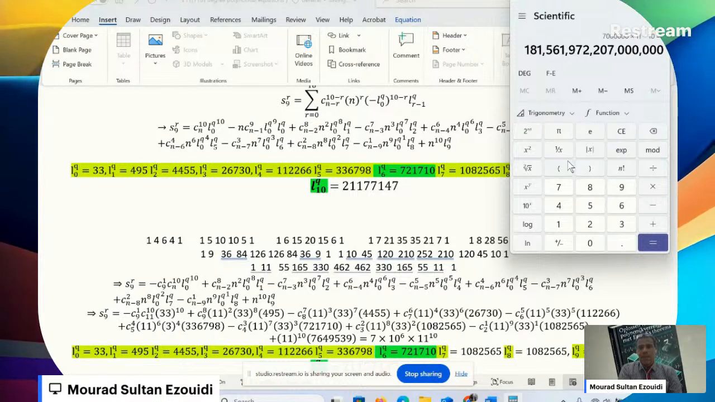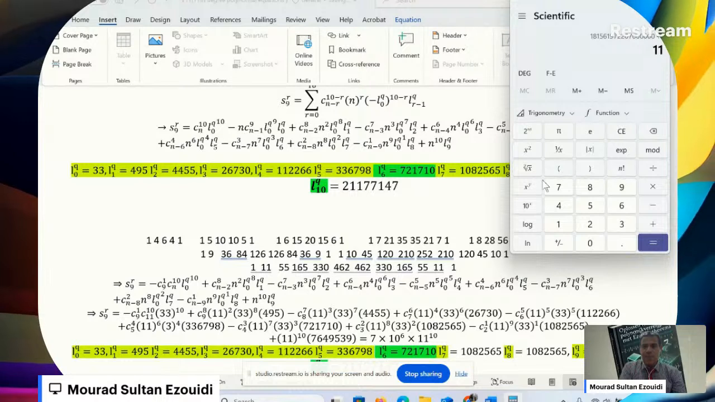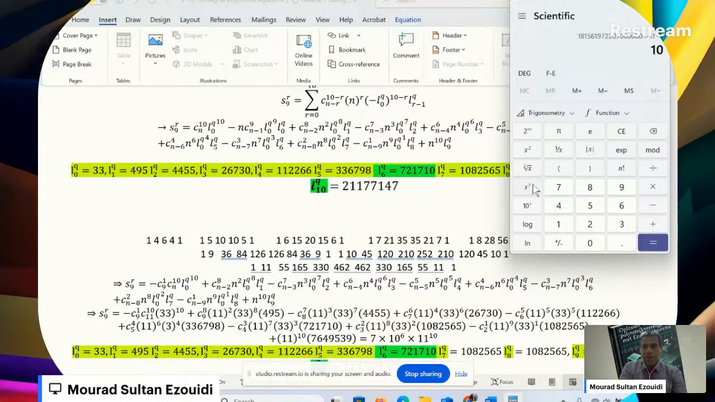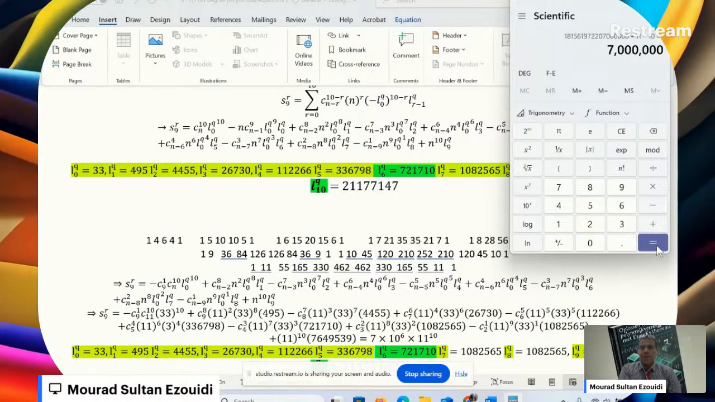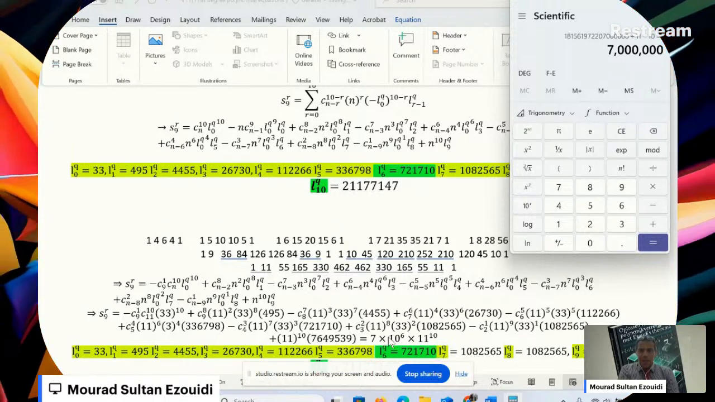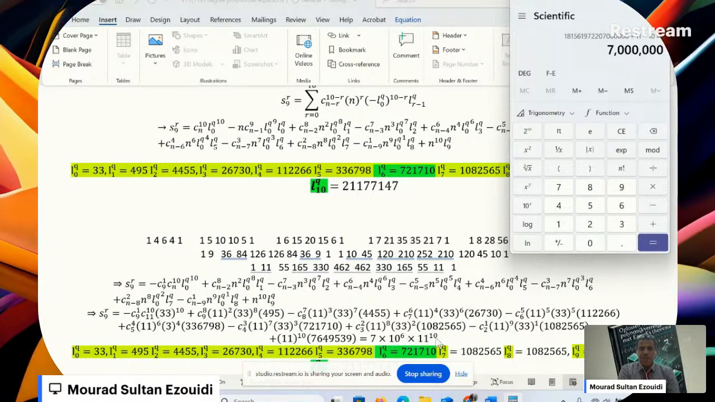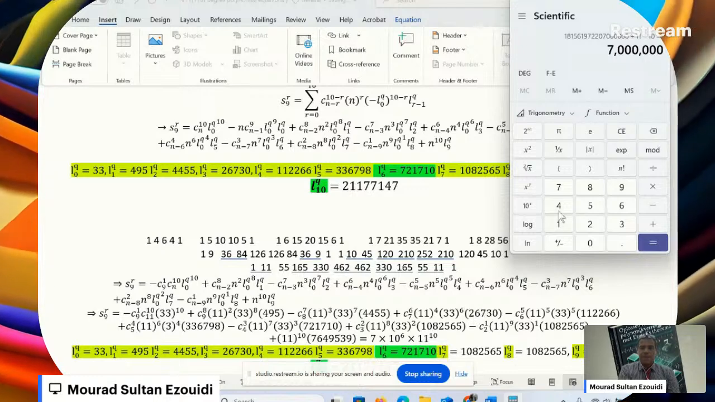Divided by 11 raised to the power 10. This is 7,000,000. That's why he wrote it as 7 times 10 raised to the power 6 times 11 raised to the power 10.